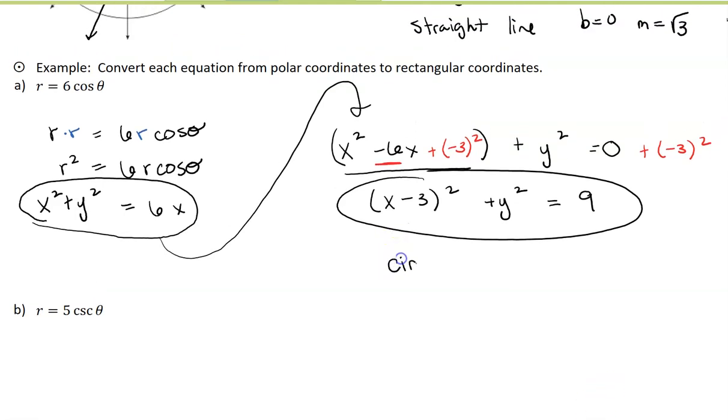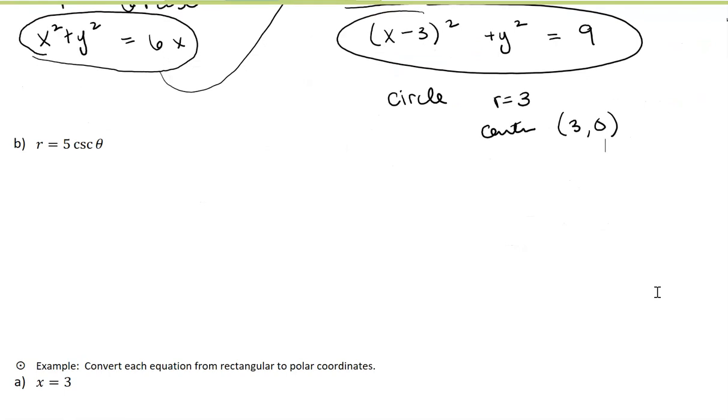This is a circle. It has a radius of 3 because the 9 here is 3 squared, and it has a center of (3, 0). Now if you don't remember how to do this process, go back to your Math 112 or your high school Algebra 1 or 2 notes and check out completing the square and the equations of circles. Plenty of videos on YouTube as well.